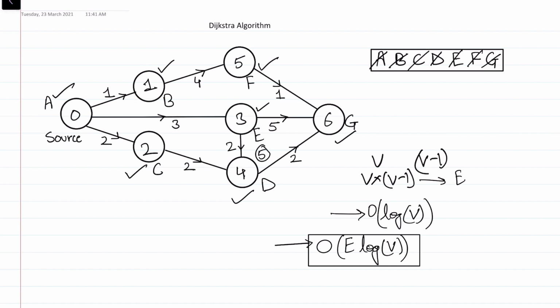Now, Dijkstra algorithm's time complexity depends upon the implementation of this algorithm. If we use an array for the implementation of Dijkstra algorithm, the complexity can be order of V square. But if we use a min priority queue, the complexity can reduce down to order of V plus E log V. So it all depends on the implementation of the algorithm.